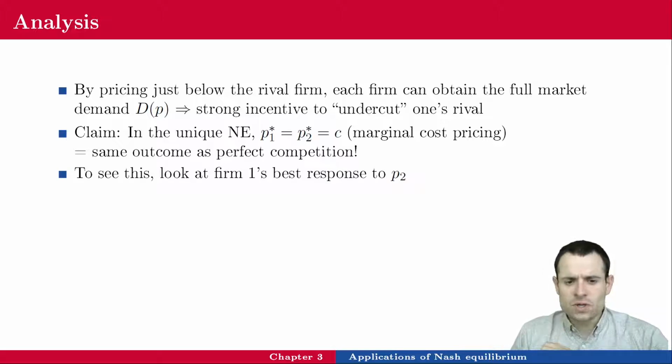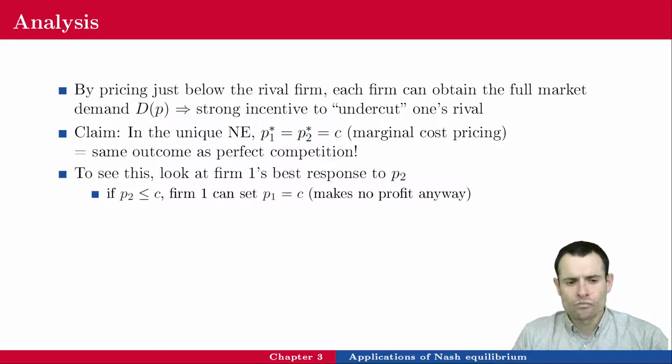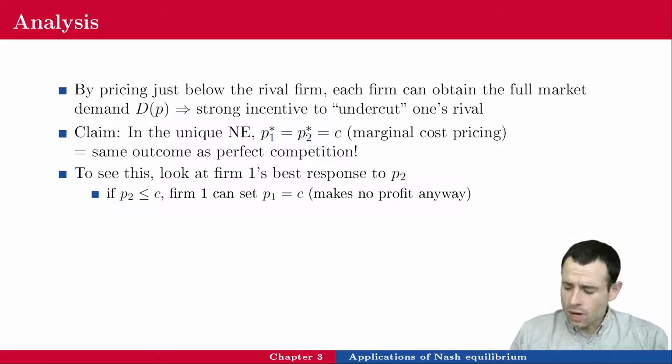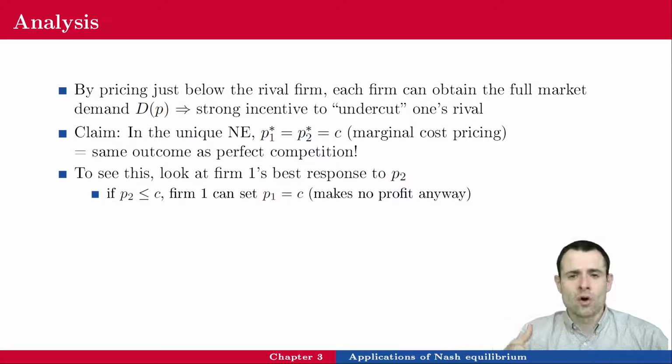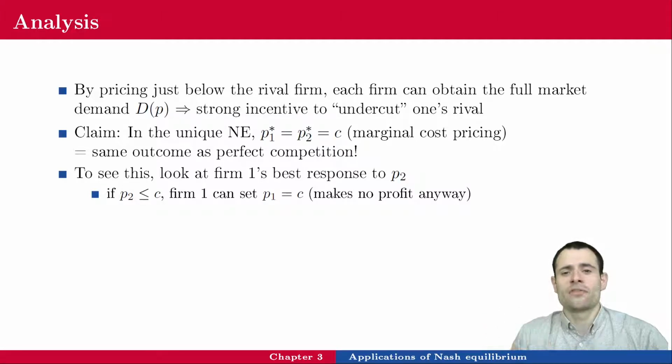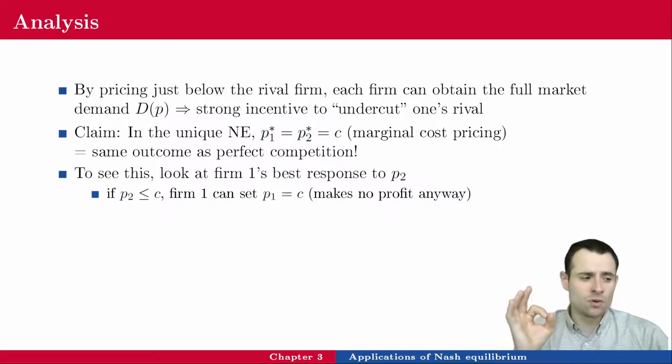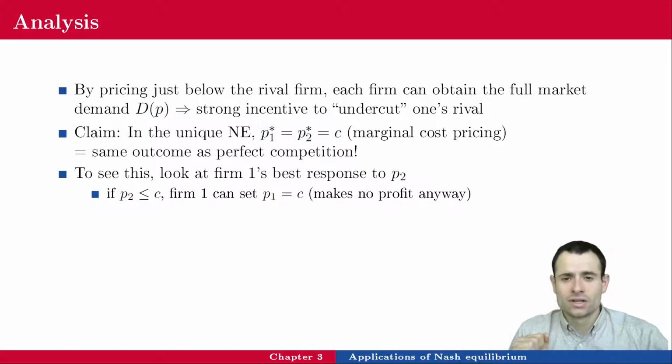Let's think about the best response of firm 1 to the price of firm 2. First of all, if the price of firm 2 is lower than the marginal cost, firm 1 will not choose a price even lower, because in this case, it will make a loss. Any price lower than your costs and you make a negative profit. You prefer to make 0 profit to minus something.